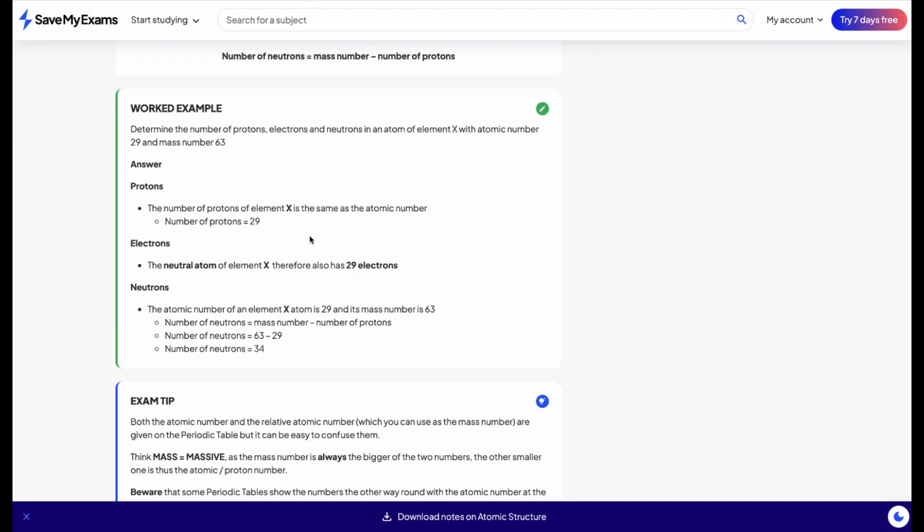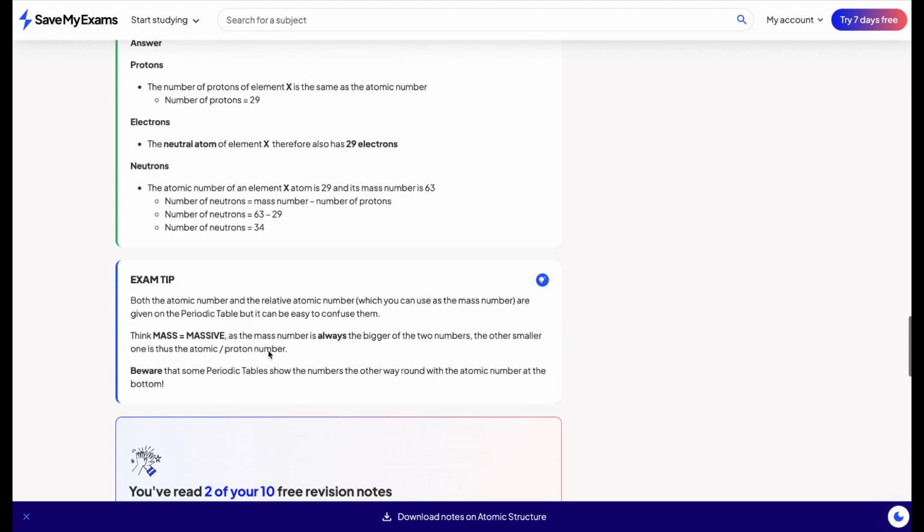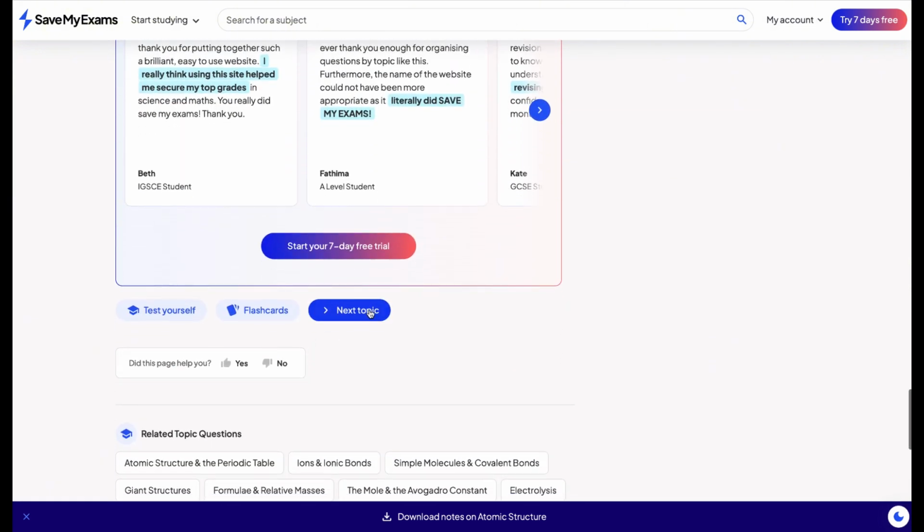That's how we do this type. The number of neutrons is 34, and the number of protons and electrons are the same: protons 29, and since it's neutral, electrons also 29. So that's for this part. Let's go to the next part quickly.